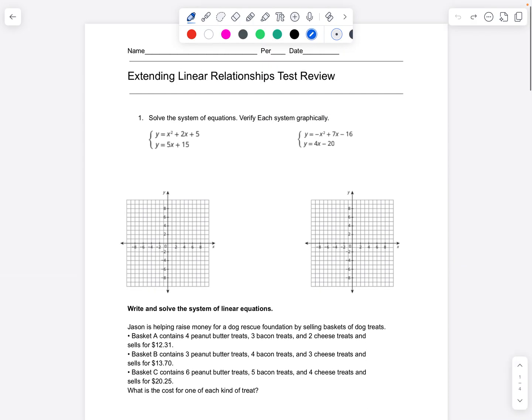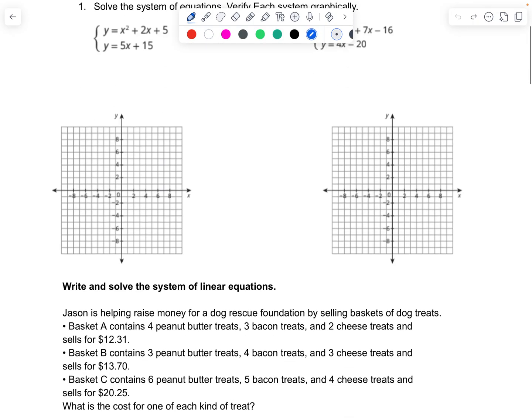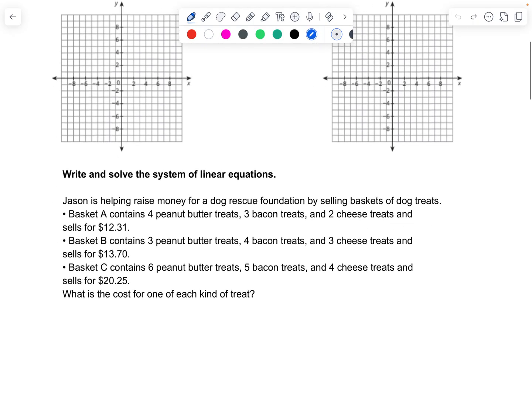So while you're looking at the screen, keep in mind this review was not edited, and what I mean by that is what you see on the screen, not everything on here is going to be on the test. I will guide you to what is going to be on the test. This is a review we used last year, so it's a little bit longer. So ignore what you see on your screen now. So let's go ahead and get started.